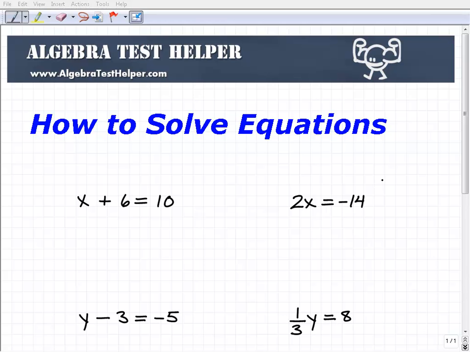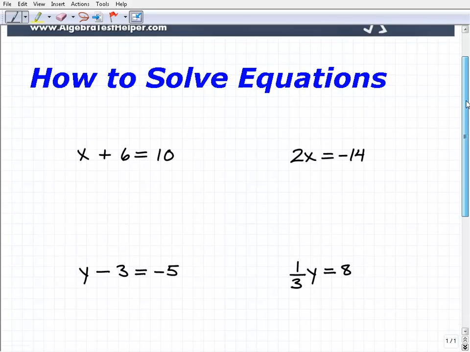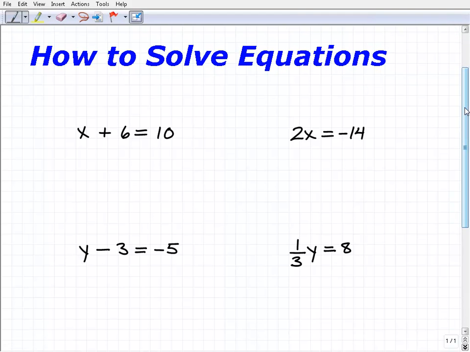Okay, so let's go ahead and solve these equations. I would consider this kind of a quick set of practice problems just so you can understand how to solve equations. Okay, so I'm going to go fairly quickly.